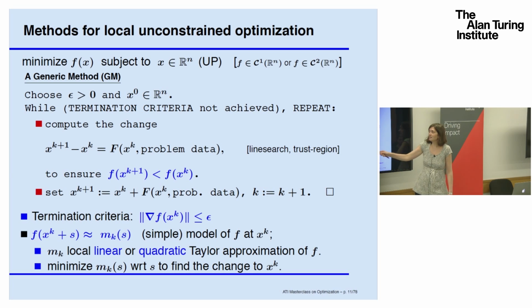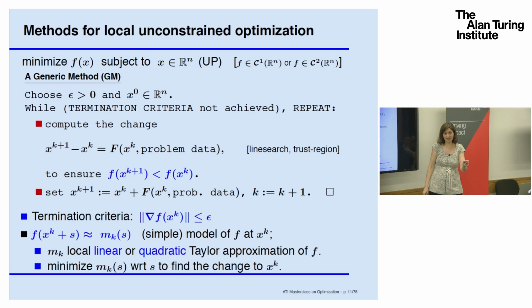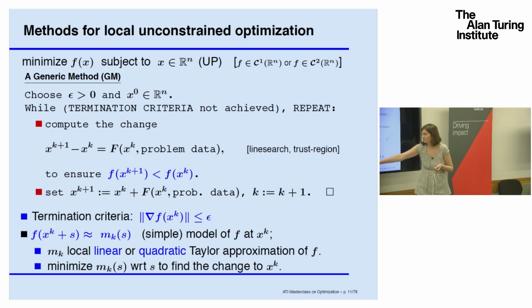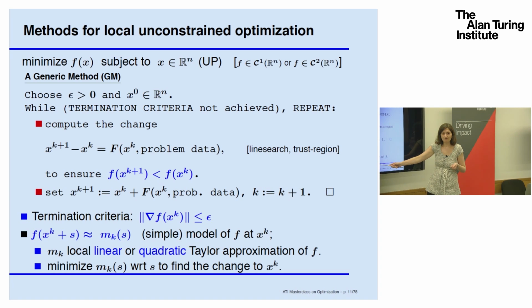Now, what is the main idea of all the methods that I will talk about is the following. At a current approximation x_k of my x star, I will approximate my nonlinear, nonconvex, complicated function by something simple, by a model, by a local model. And this local model can be linear or quadratic based on how much problem information I have available to construct it.